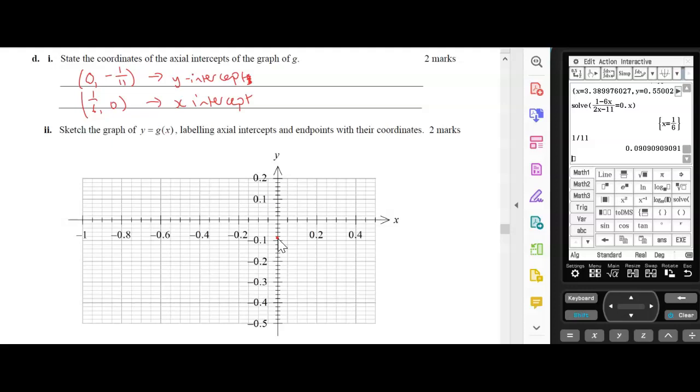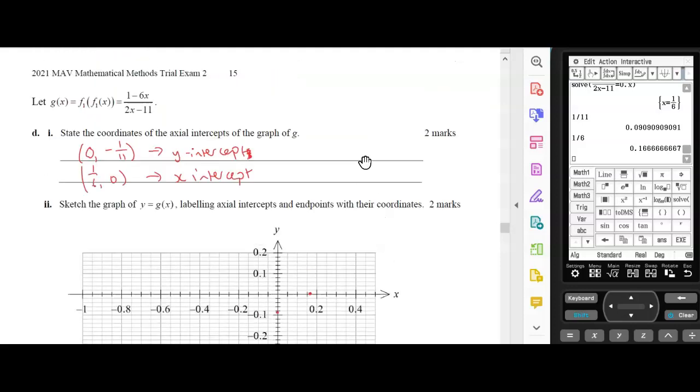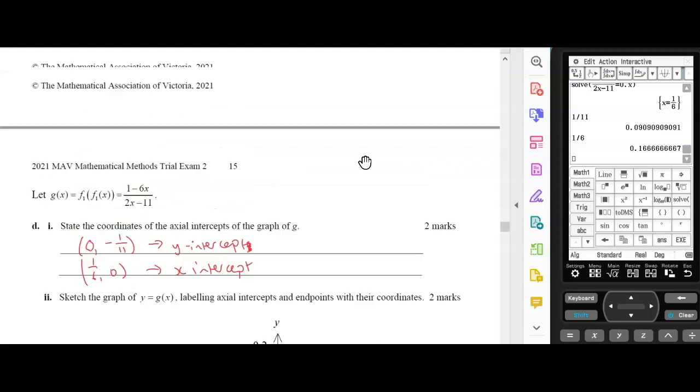So just do that on the calculator. 0.16. So just be careful with your axes. So we've got 0.1 here, 0.15. So we're going to be around here. All right, now we've got to do our endpoints. So we did our endpoints up here.